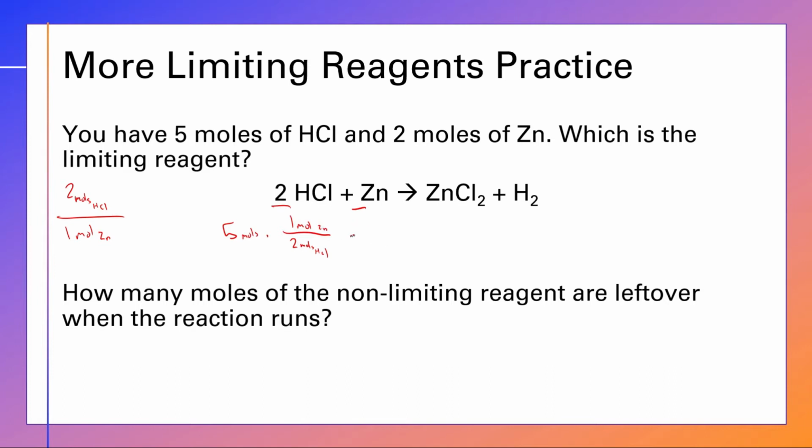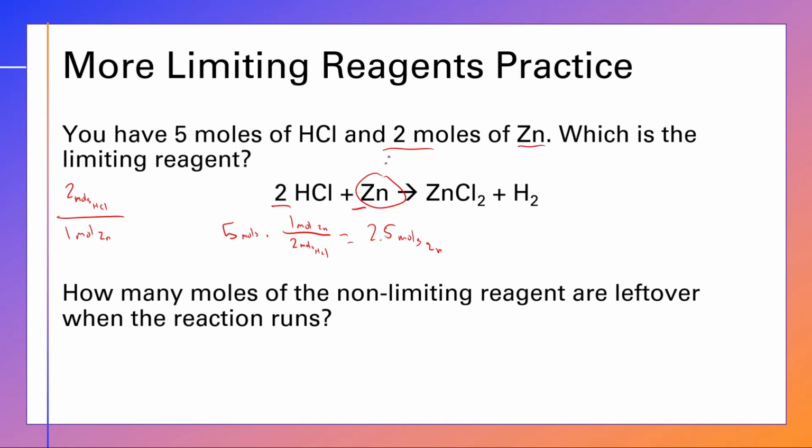So with 5 moles of HCl, we could react 2.5 moles of zinc. We only have 2, which means zinc is going to be our limiting reagent. So zinc is the answer to that first part. Second question asks, how many moles of the non-limiting reagent are left over when the reaction runs?